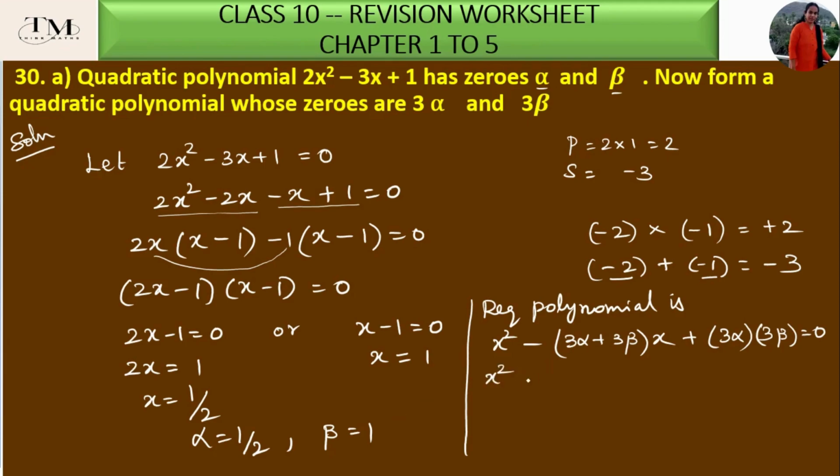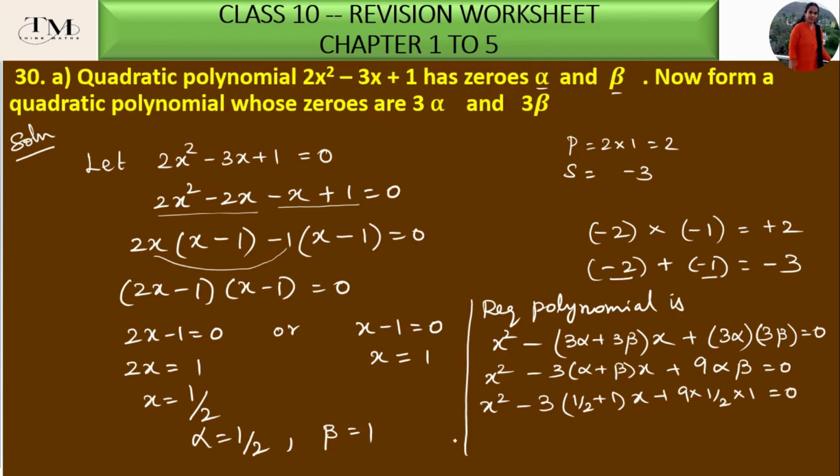Now how do we write this? 3 is common, so we can take 3 outside: alpha plus beta times x. Here if you multiply both the 3's, 3 3's are 9, so 9 alpha beta. Now substitute the values of alpha and beta. So what is alpha? x square minus 3 into 1 by 2 plus 1 into x plus 9 into 1 by 2 into 1 equal to 0. So x square minus 3 into, taking 2 as LCM, 1 plus 2 into x plus 9 into 1 by 2 is 9 by 2, and 9 by 2 into 1 is 9 by 2, equal to 0.